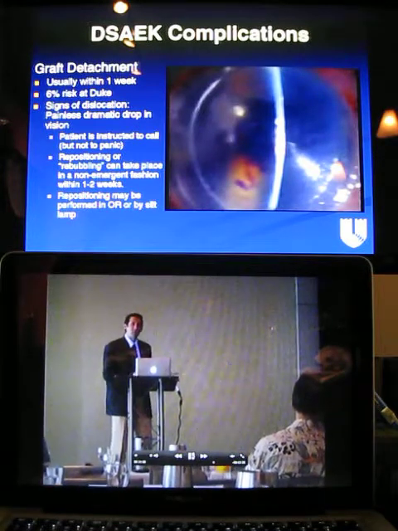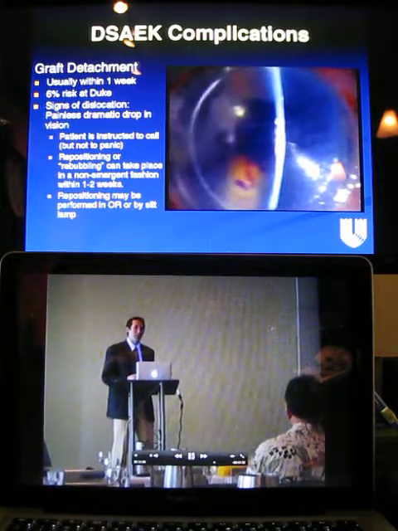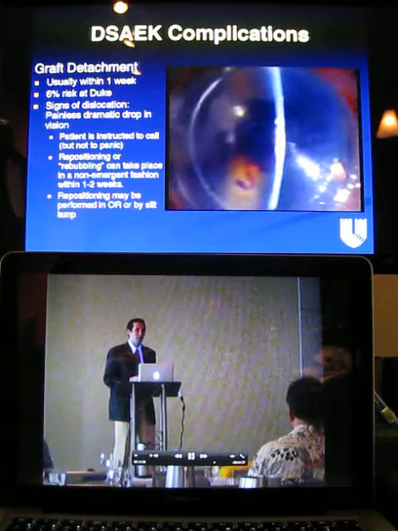After this is done, the patient's again laid supine and the same instructions apply. We dilate the pupil, regulate the pressure so it's not too high, and the patient is seen the next day.